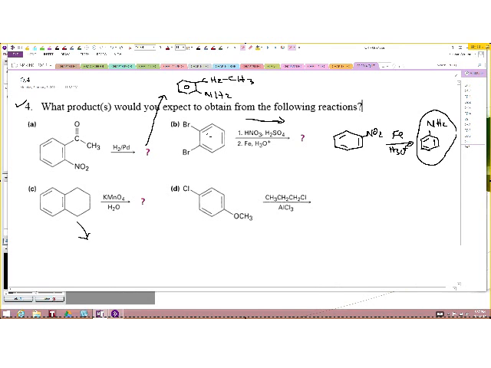Now we need to think about this. So this is an ortho-para director, right? So it could come here or here. This is actually a symmetrical molecule. So in this particular instance, here we have this. So this director here, and then also let me just make some space.